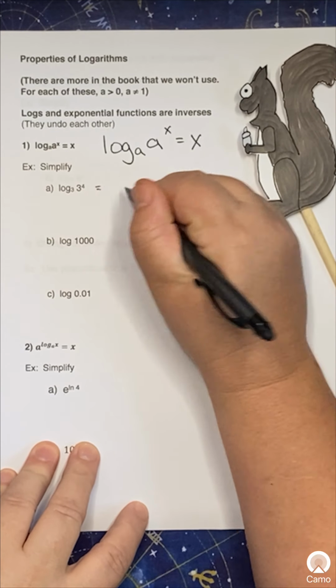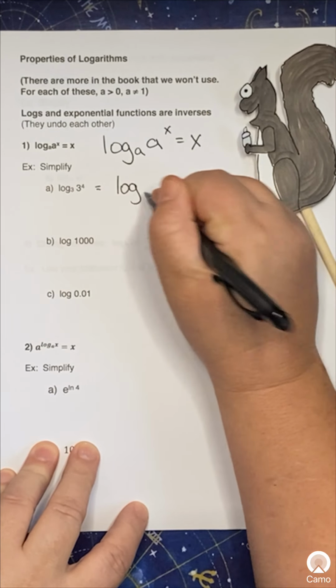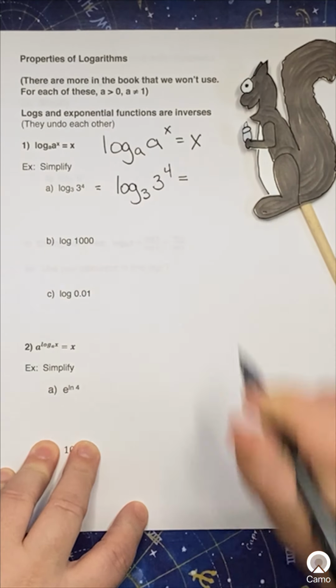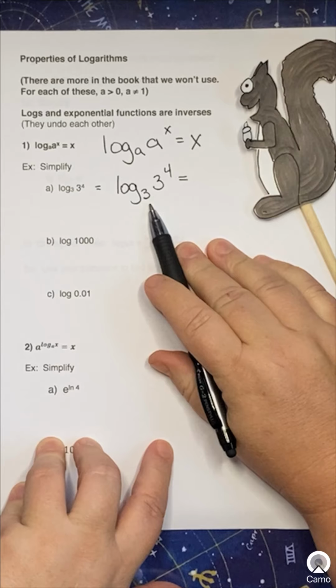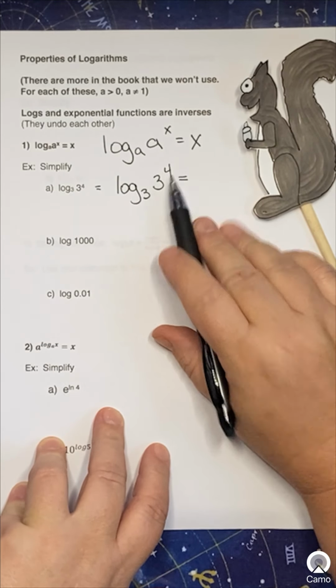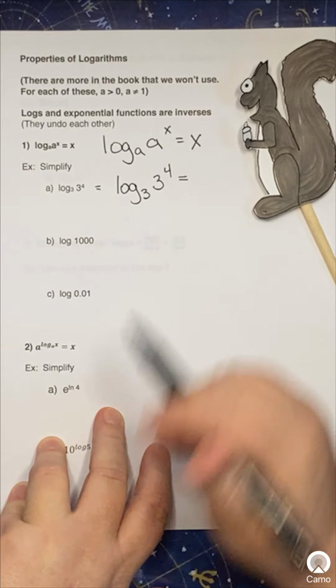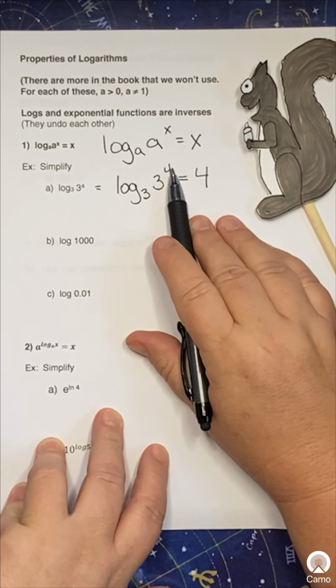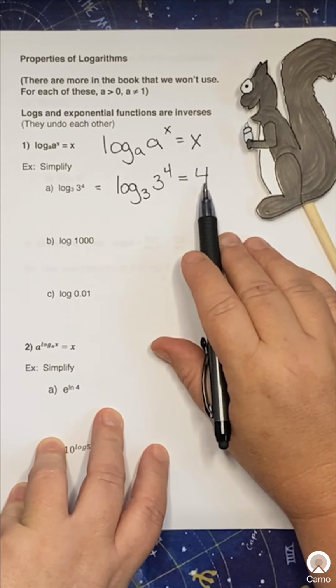So if the base matches the base in the exponential part, then effectively all of this cancels out and you're just left with the exponent there. Now it has to be exactly this form. So if parentheses are involved, be very, very careful. However, if we've got something like log base 3 of 3 to the 4th, how many 3's multiplied together are in 3 multiplied together 4 times?